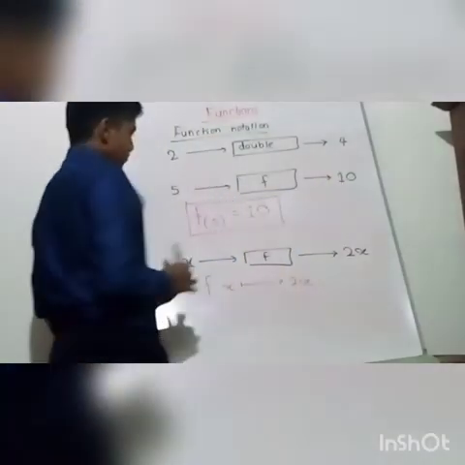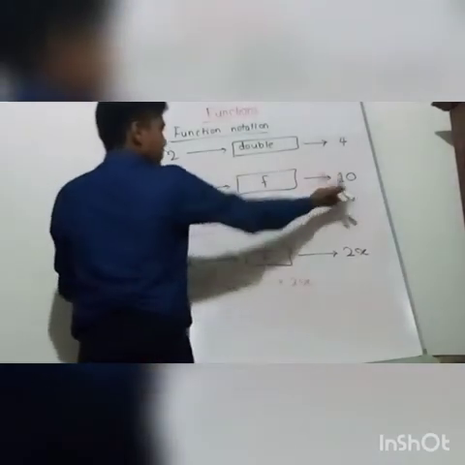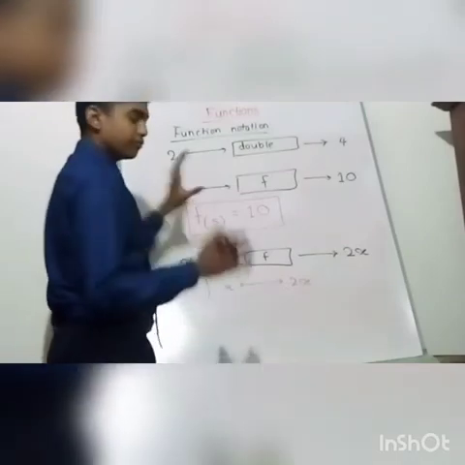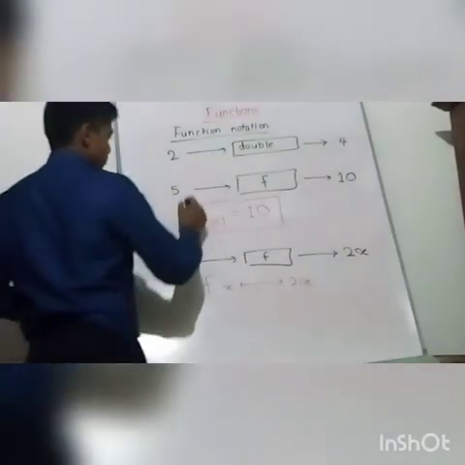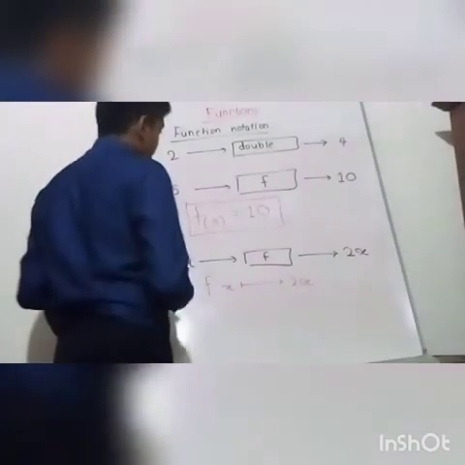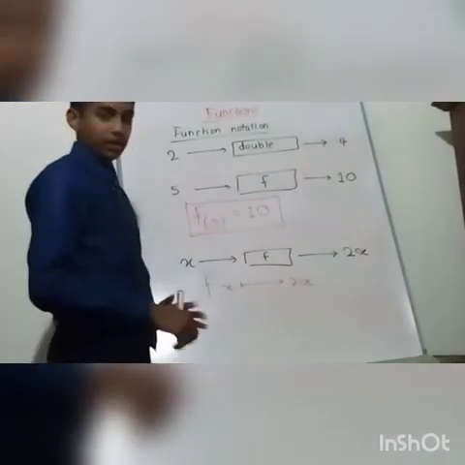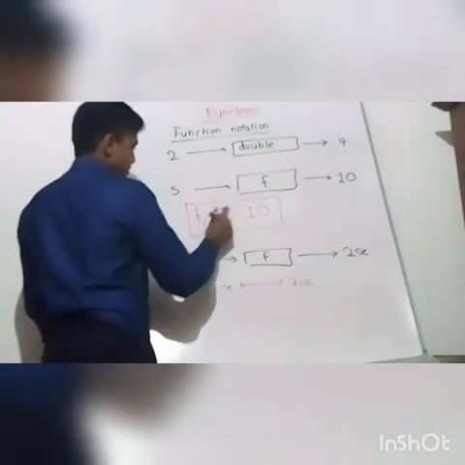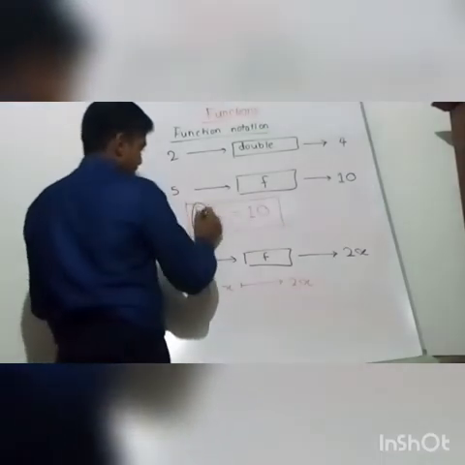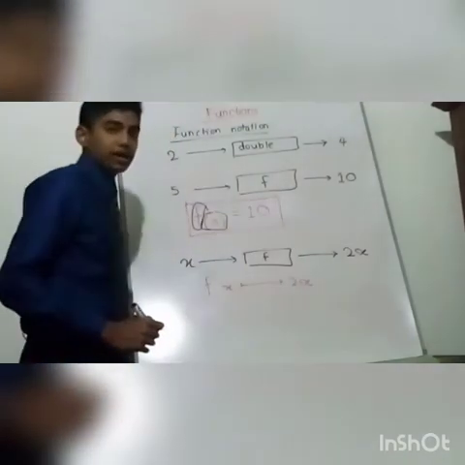For this we can write, now we know it's doubling, no? 5 times 2 is 10, so double. So I'll write a function notation. This is called function notation. This is where you start everything. f(5) will be equal to 10. This means that from the f function machine, if we insert 5, we get our range as 10.